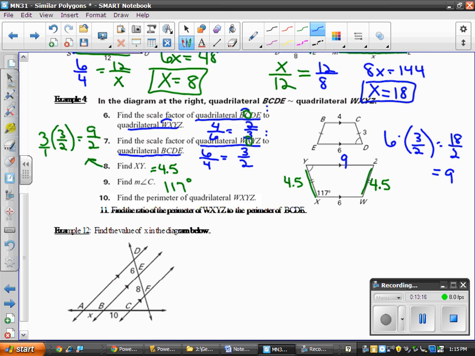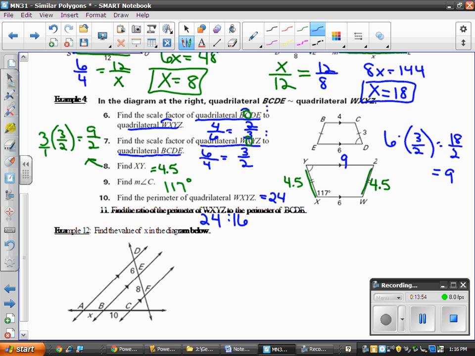So the perimeter, when you add all the way around W, X, Y, Z, you're going to end up with 24, 9, 9, and 6. Yep, 24. So that's the perimeter of WXYZ. It says down in number 11, find the ratio of the perimeter of WXYZ to, and I remember 2 is like the colon, the perimeter of BCDE. So WXYZ we already know is 24. The perimeter of BCDE, when we add around, 3, 6, 12, 16.